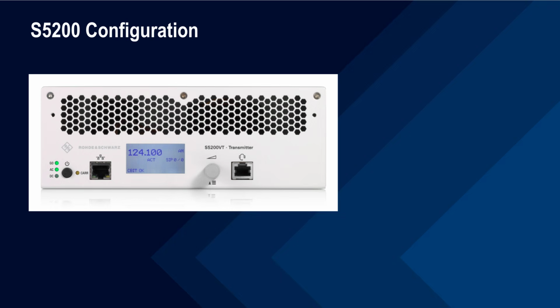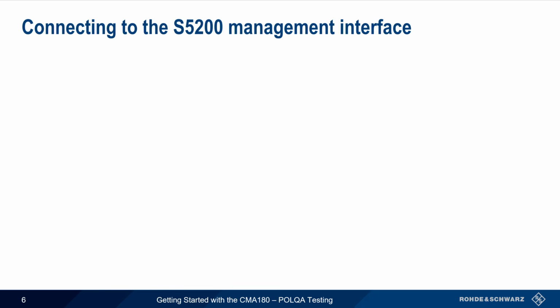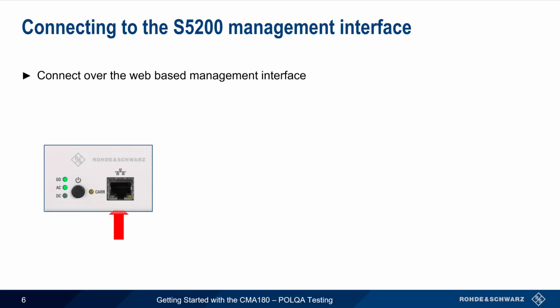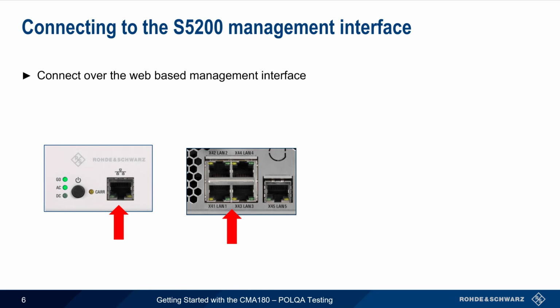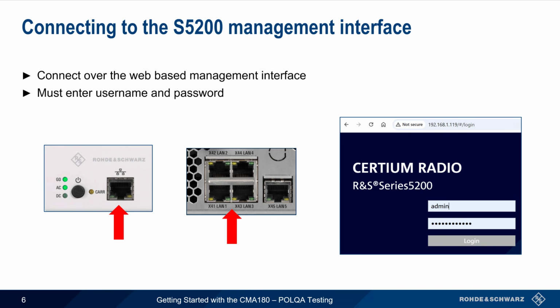Let's start with how to configure an S5200 series radio to support VoIP connections and POLQA testing. Note that the configuration will be the same for both the TX and RX test scenarios. The first step is to connect to the S5200's web-based management interface. This is accessible via the front panel LAN interface or via one of the LAN interfaces on the rear panel. Note that a username and password are required to access the management interface.